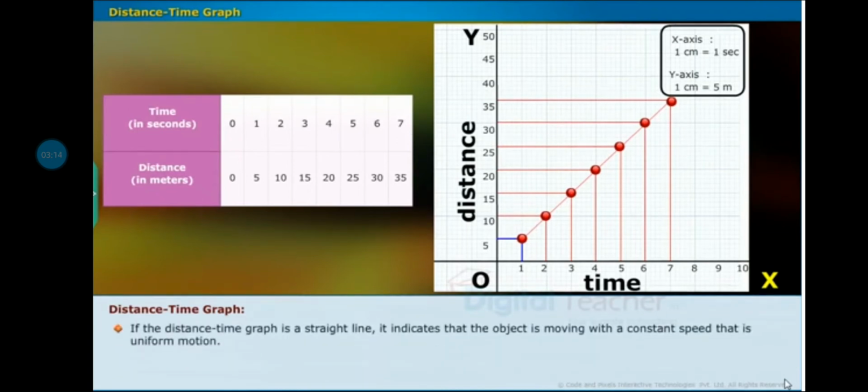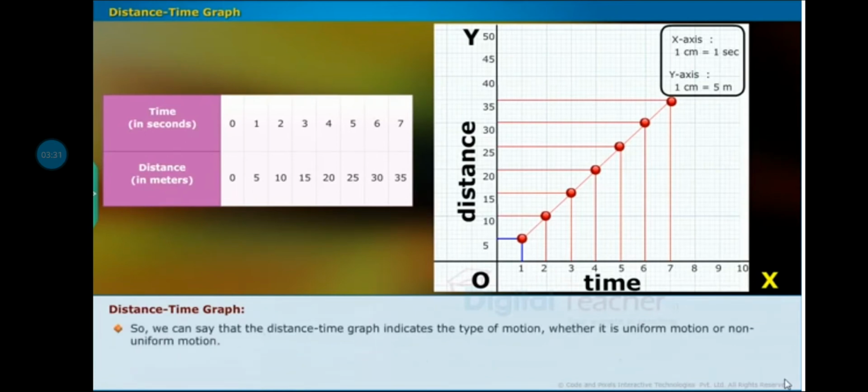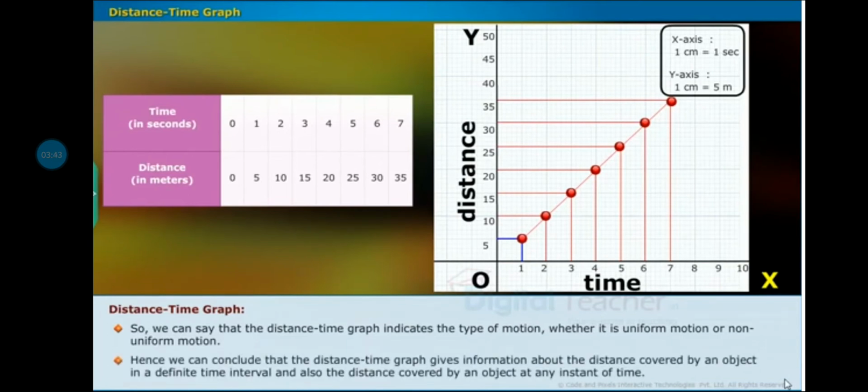If the distance time graph is a straight line, it indicates that the object is moving with a constant speed, that is uniform motion. However, if the speed of the object keeps changing, the graph can be of any shape, that is non-uniform motion. So, we can say that the distance time graph indicates the type of motion, whether it is uniform motion or non-uniform motion. Hence, we can conclude that the distance time graph gives information about the distance covered by an object in a definite time interval and also the distance covered by an object at any instant of time.